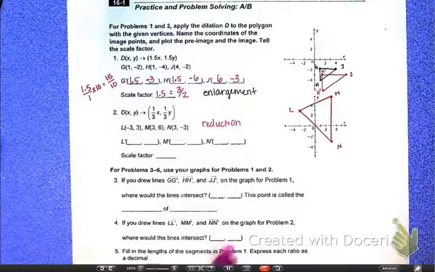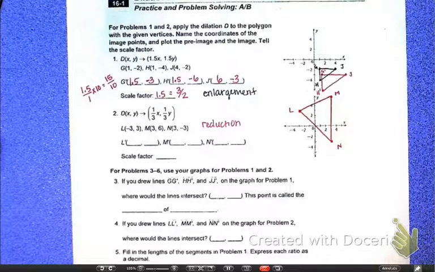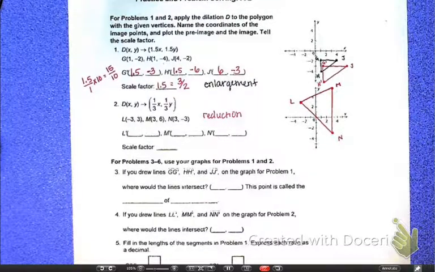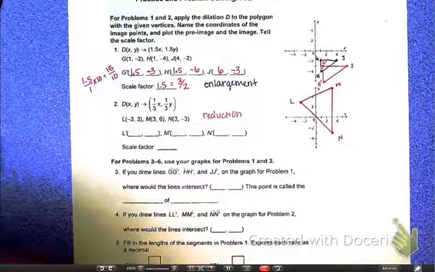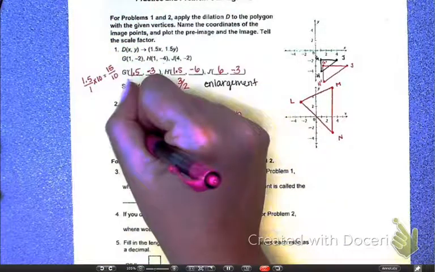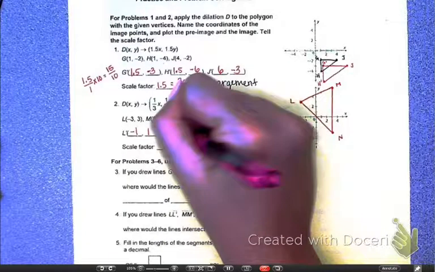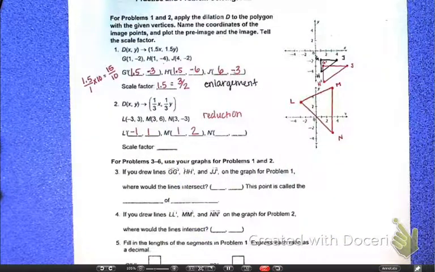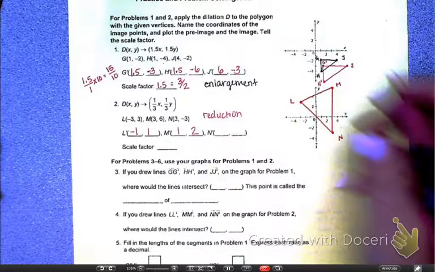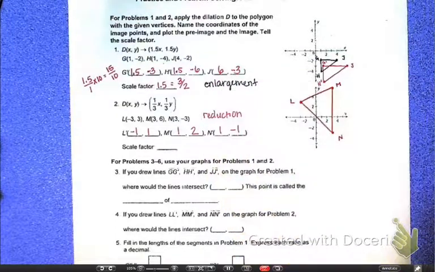All right, can someone give me the coordinates of L prime based on the dilation you performed? -1, 1. Okay. Someone else give me the coordinates of M prime? 1, 2. And what about N prime? 1, -1. Everyone okay with those coordinates?